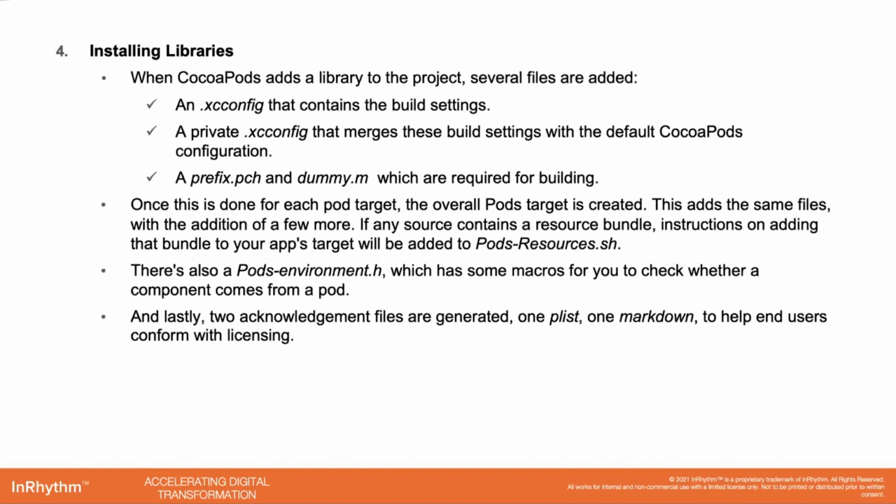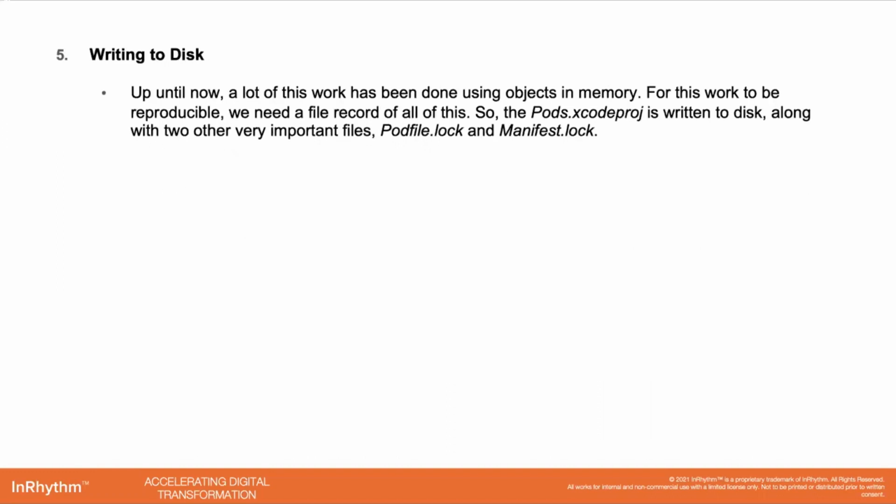And the last step is writing to disk. So until now, all this work has been stored in memory. And here, to make this work reproducible, this needs to be recorded in a file. So the Pods Xcode project file is written to disk, along with two other very important files, which are Podfile.lock and Manifest.lock.